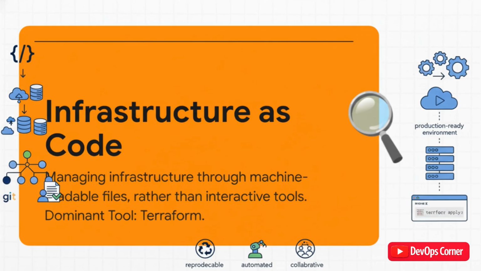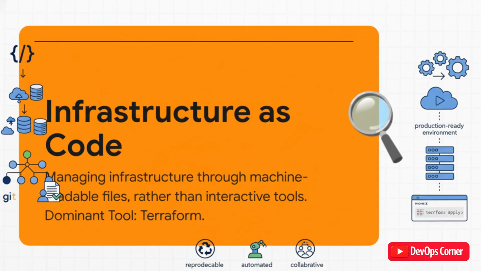Now we can version control our infrastructure with Git, we can have teammates peer review changes to our firewall rules, and we can fully automate the entire provisioning process. We can spin up an identical, production-ready environment from scratch in minutes with a single command. It's reproducible, it's automated, and it's collaborative.